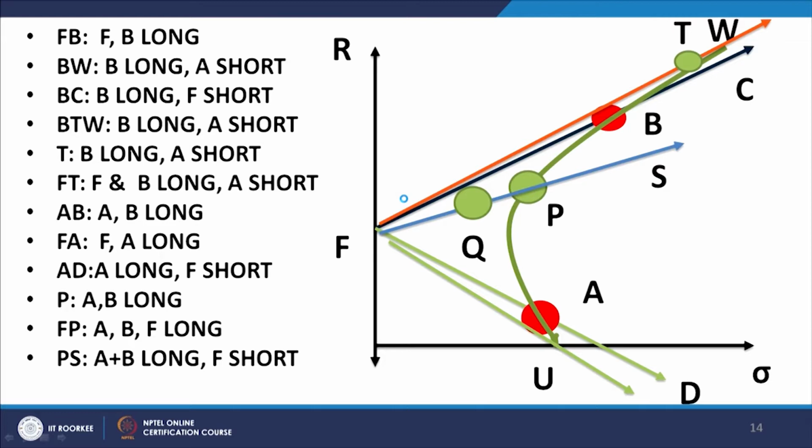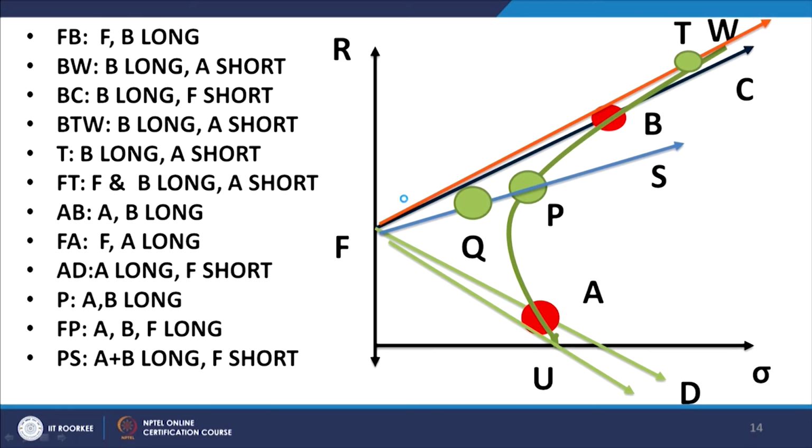As far as FB is concerned, what is FB? FB is F long and B long. As far as BW is concerned, please note BW is along the arc of the hyperbola AB, and therefore, BW means B long and A short. BC is along the straight line FB produced. So, BC means B long and F short. BTW, as I have explained earlier, is B long and A short. At the point T we have B long and A short, as mentioned just now.